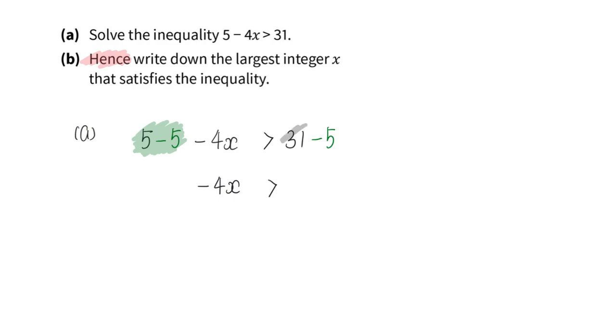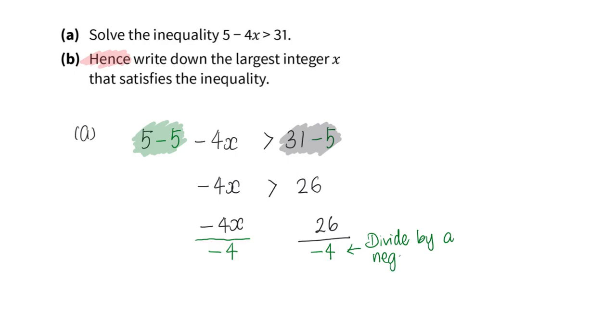And 31 minus 5 will then give me 26. Now, the next part will require us to divide by negative 4. And what happens when we divide by a negative value? What will happen? Yes, the sign changes direction.